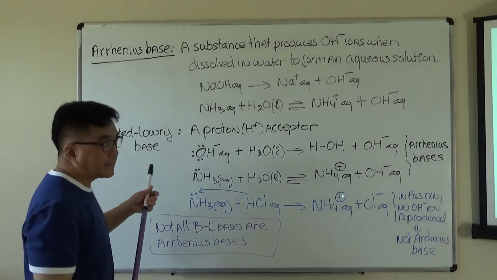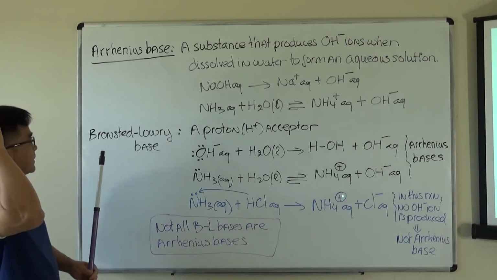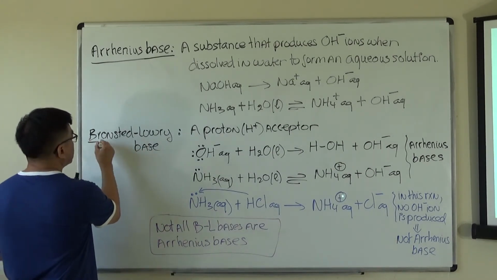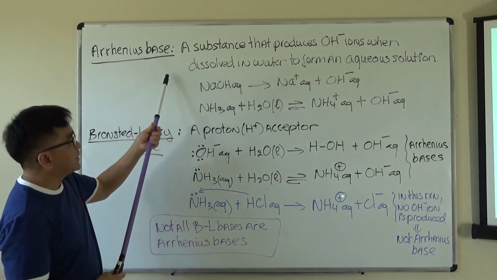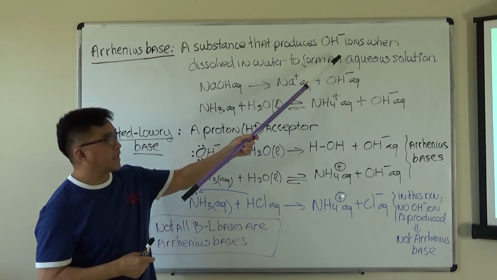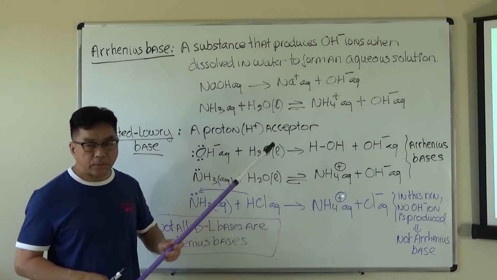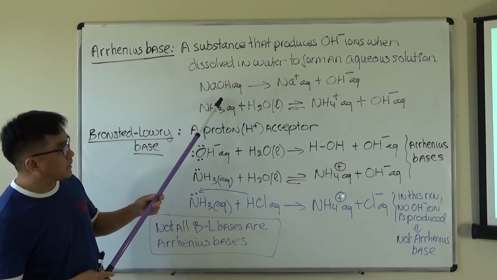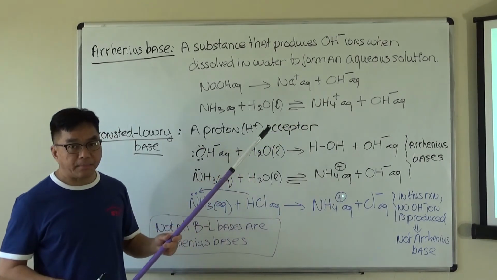Okay, now let's look at the example of Arrhenius base and Brønsted-Lowry base. Let me just underline it here. An Arrhenius base is a substance that produces hydroxide ions when dissolved in water to form aqueous solutions. For example, sodium hydroxide in solution produces hydroxide ions, so that's an Arrhenius base.